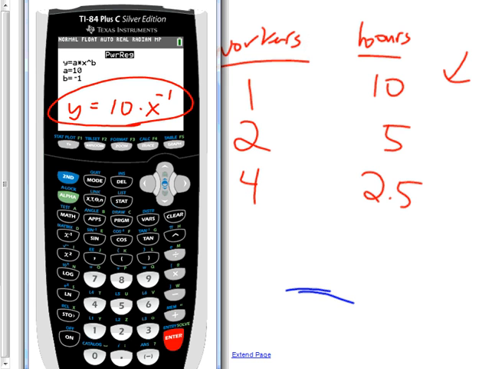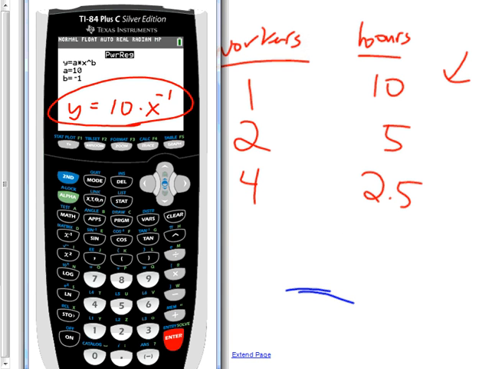Indirect. Because basically, as you add more to it, it goes down. If it was direct variation, as this gets bigger, that would get bigger. But as this side gets bigger, that side gets smaller. And here's another way to think of this.